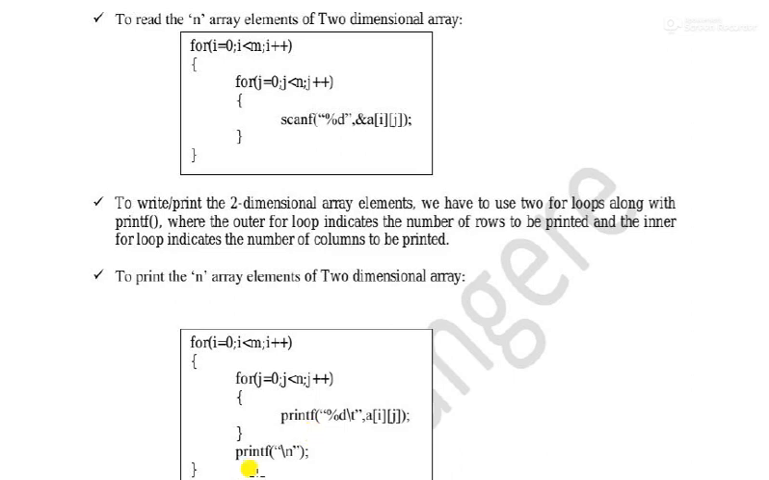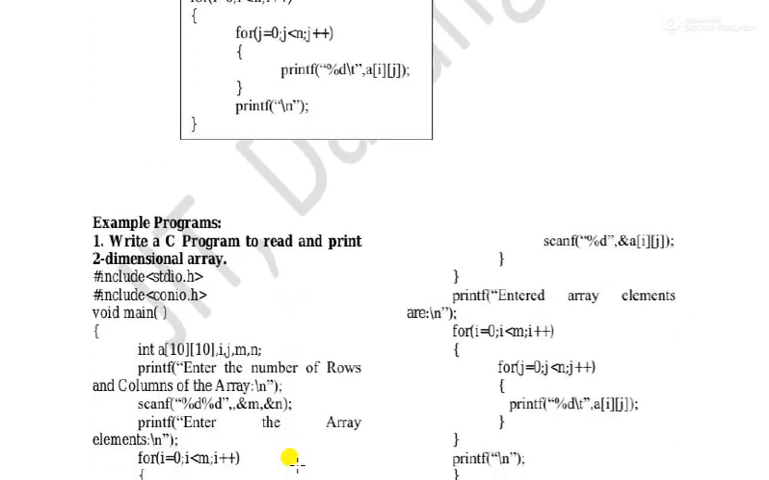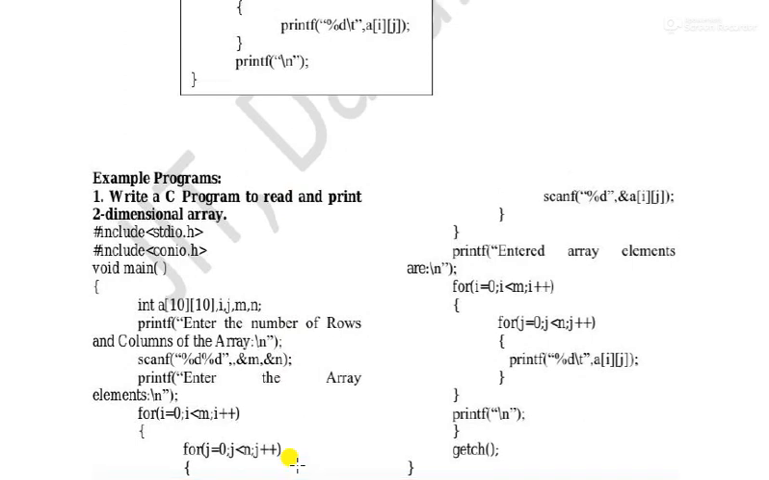Otherwise, it will print in a single line. That's why we use \t and \n for printing the values. So next we see the example program. Let us see a program to read and print a two-dimensional array.